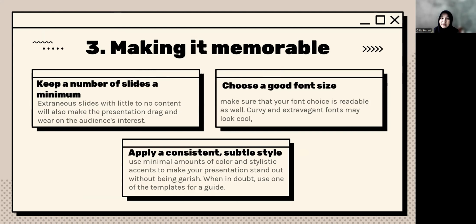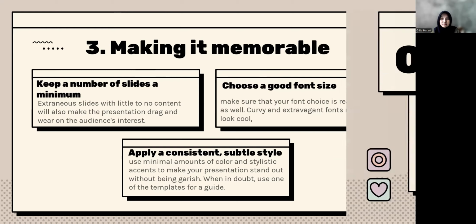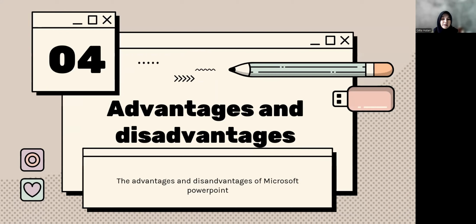And then the third one, or the last one, is making it memorable. So keep the number of slides to a minimum. Extra slides with little to no content will also make the presentation drag and wear on the audience's interest. And then choose a good font size. Make sure that your font choice is readable as well. And then apply a consistent subtle style. Use a minimal amount of color and stylistic accents to make the presentation stand out without being garish. Or if you are in doubt, you can use one of the templates as a guide.